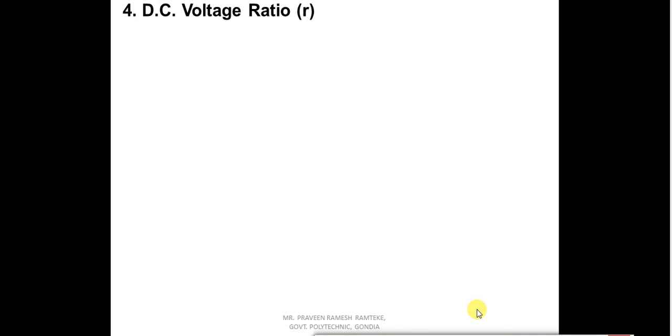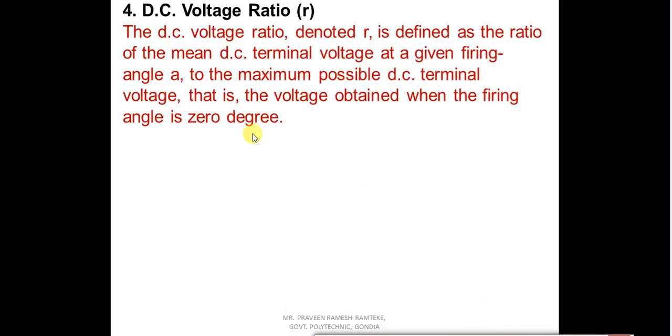DC voltage ratio, small r. The DC voltage ratio denoted by small r is defined as the ratio of mean DC terminal voltage at a given firing angle alpha to the maximum possible DC terminal voltage, that is the voltage obtained when the firing angle is 0. Means what? When the firing angle is 0, we will obtain maximum output voltage. When the firing angle is more than 0, the output voltage is obviously less.